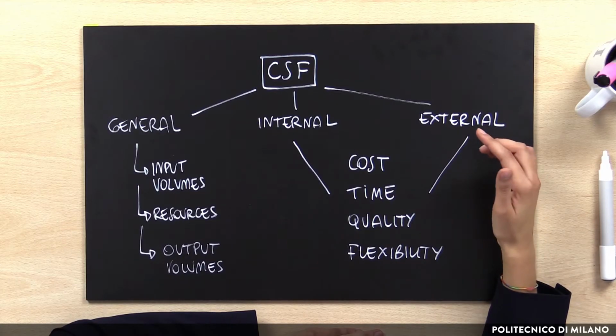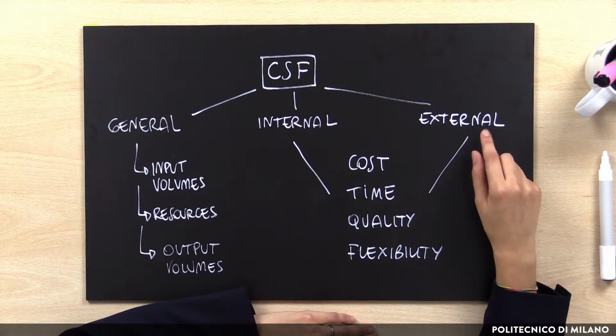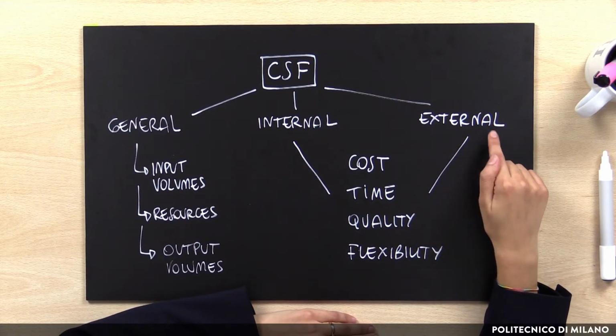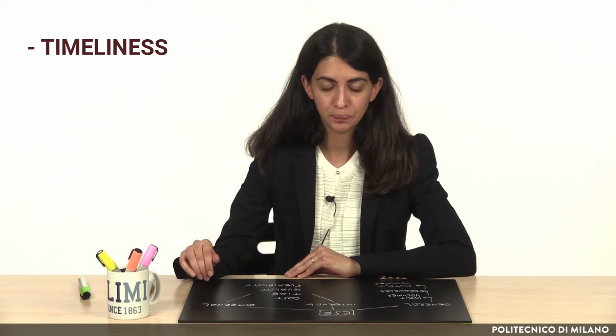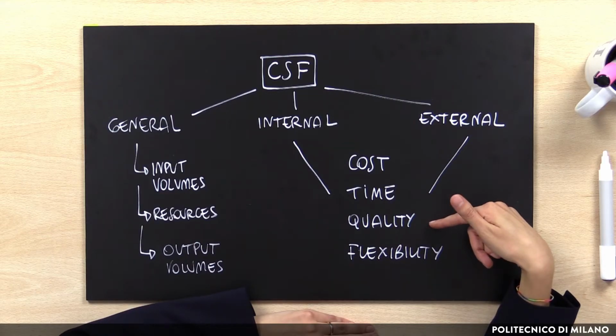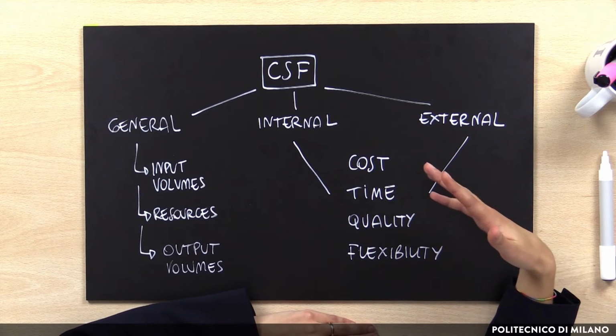Instead, an example of external time performance is the response time. That is the time that passes between the moment in which the customer formally requests the product or service and the moment in which the request is satisfied. Another example of external time performance is timeliness, which is the respect of the response time agreed with the customer. Quality performances of a process instead measure the characteristics of an output that are able to satisfy explicitly or implicitly the needs of the customer.